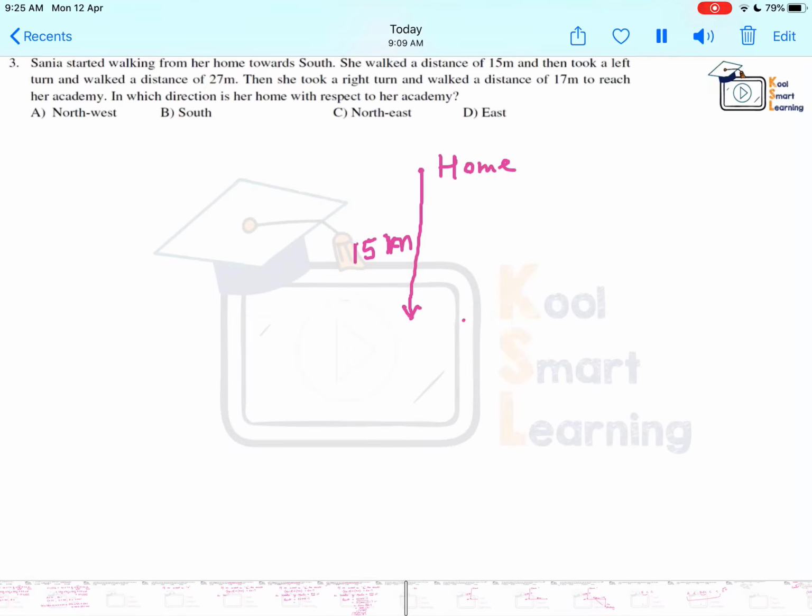Right? Now here we have to understand that since she is moving south, she has to be facing in this direction. When she starts from her home, she should be facing in this direction. Now, facing in that direction, what is her left? This is the left. So she took a left turn and walked 27 meters.